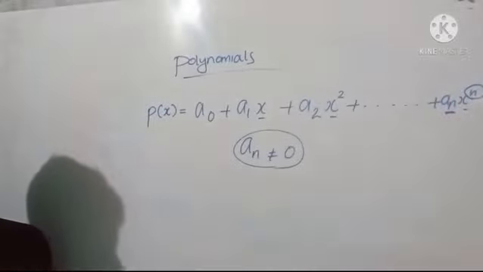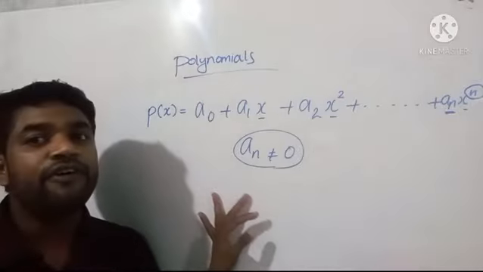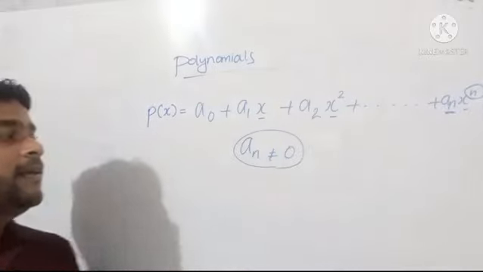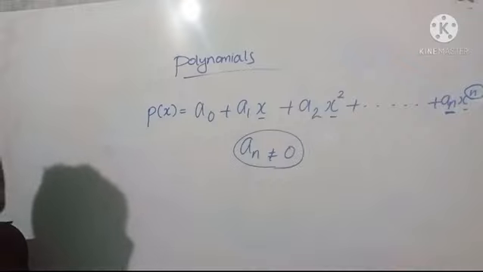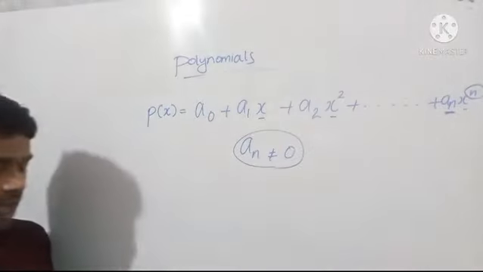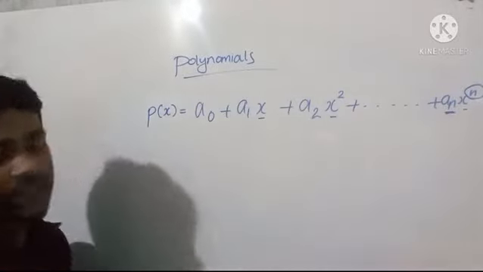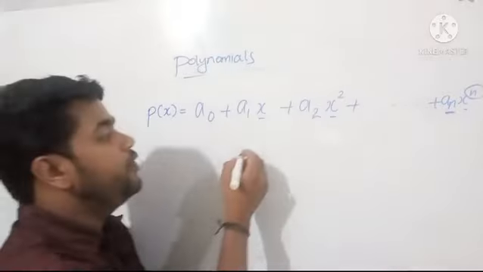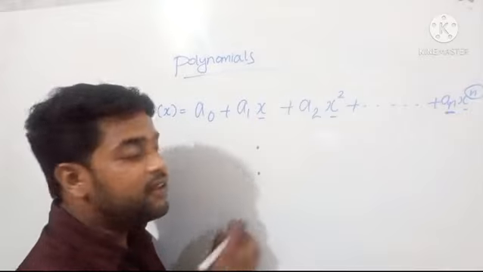X raised to n, where n is not equal to 0, is called a polynomial in x of degree n. Here a0, a1, a2, up to an are real numbers, and the power of x is a non-negative integer. And what are the conditions for checking a polynomial? We have two conditions to follow for checking polynomials.